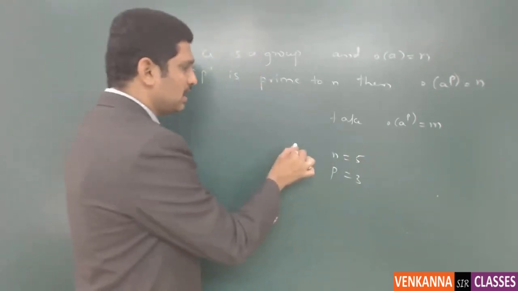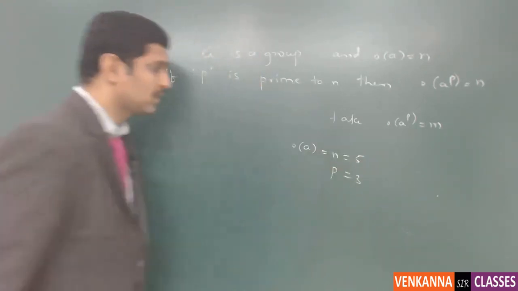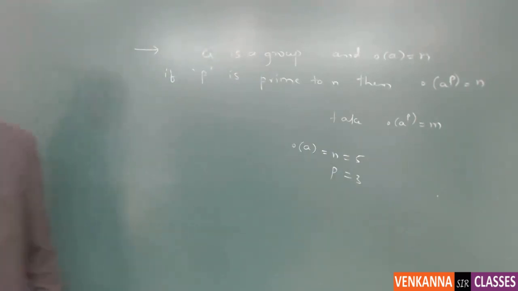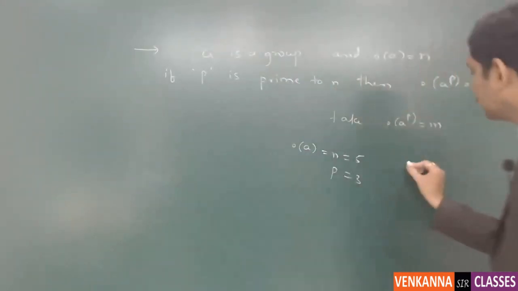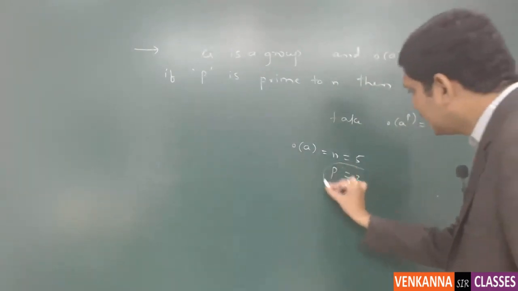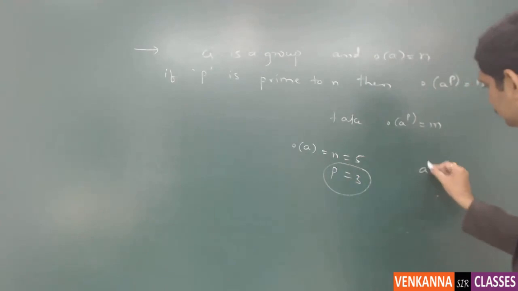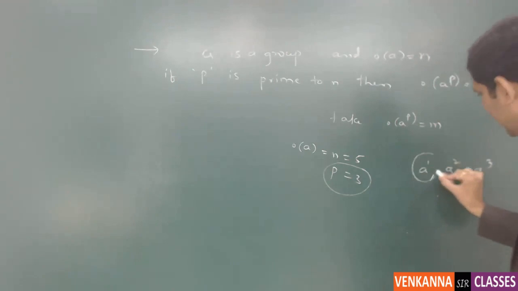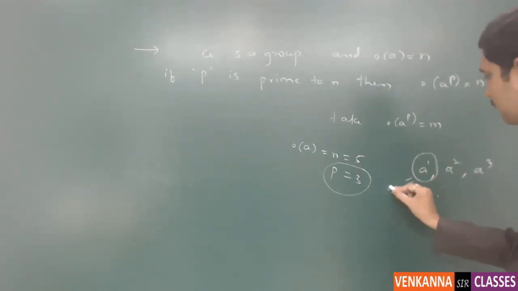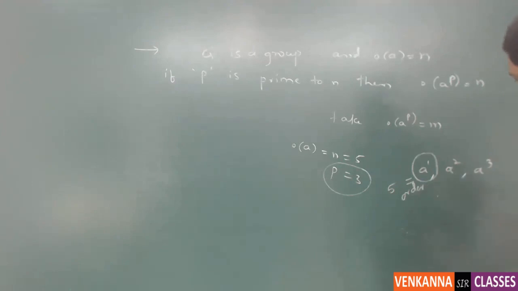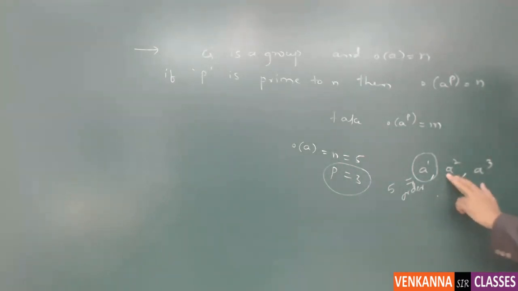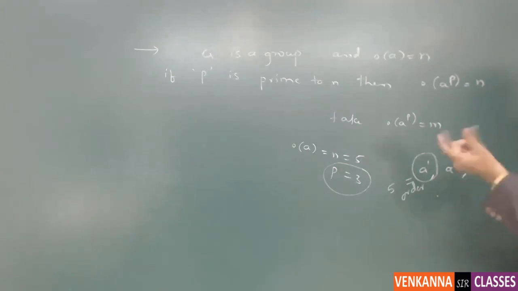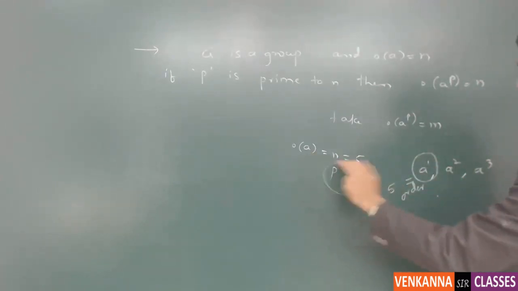as you mention, the order of A is equal to n, it means that, see, please understand that here P is equal to 3 means this is the element A. I have taken its order is 5. A square means I multiplied A into A. I got a new element. A cube means A into A into A. I got a distinct element, because as we mentioned the order of A is equal to 5.